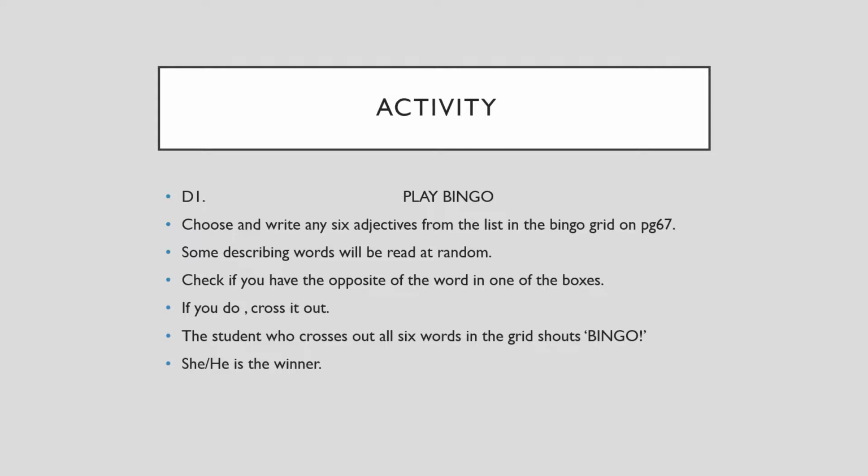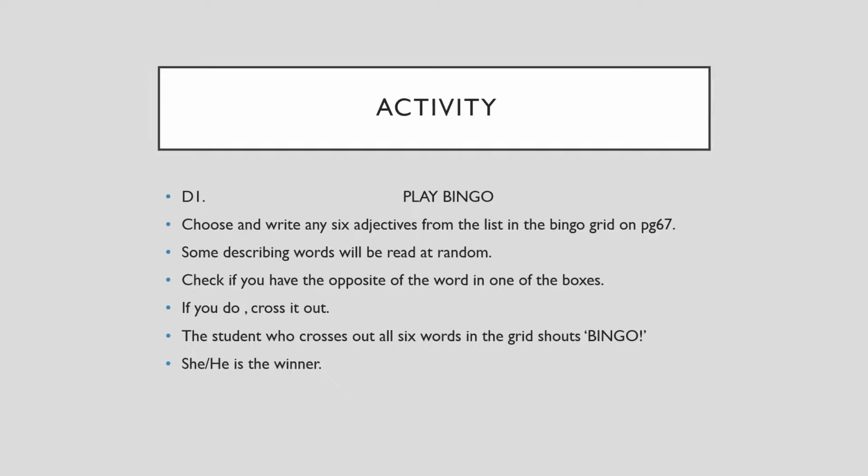You have to choose and write any 6 adjectives from the list in the bingo grid on page 67. First, those of you who are going to play bingo, the group has to get together and think of adjectives and prepare a long list of adjectives so that each one of you can then select any 6 adjectives from this list and write them in the word grid on page 67. There are 6 boxes and you are supposed to write 6 adjectives.